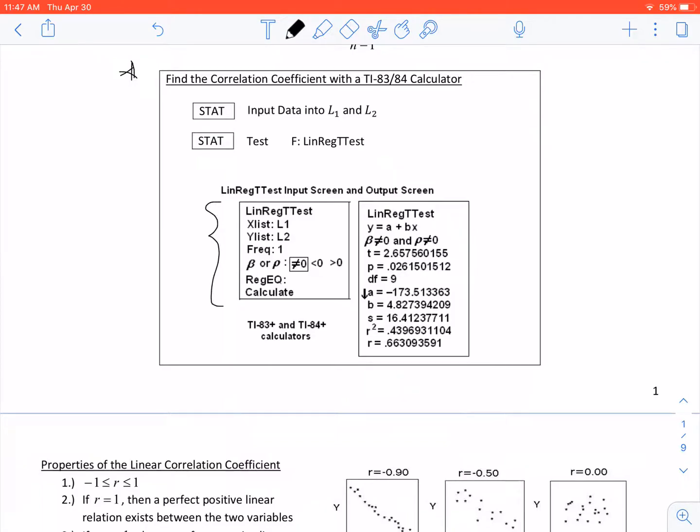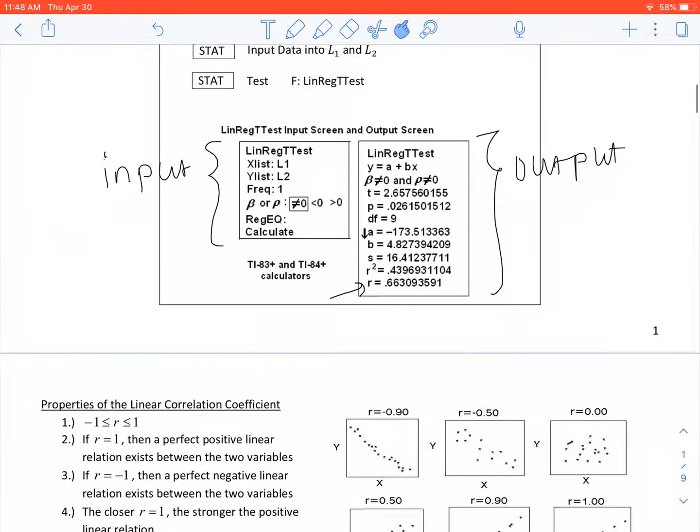So this is what the input looks like. And this is what our output screen is going to look like. Again, you might have to scroll up and down just to be able to see everything. If you notice, your X's are your L1, your Y's are your L2, frequency is set to 1. We will talk about rho not equal to, less than, or greater than later, and the regression equation later. But the one that we are talking about right now is the correlation coefficient, which is r. And that value will be different depending on the problem that you have.